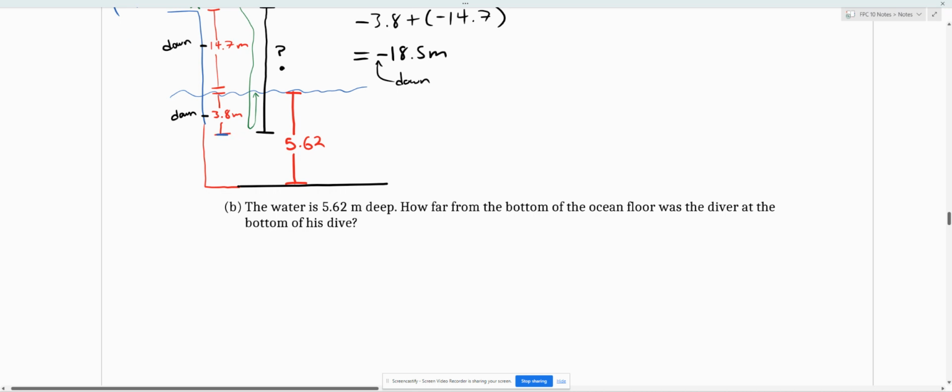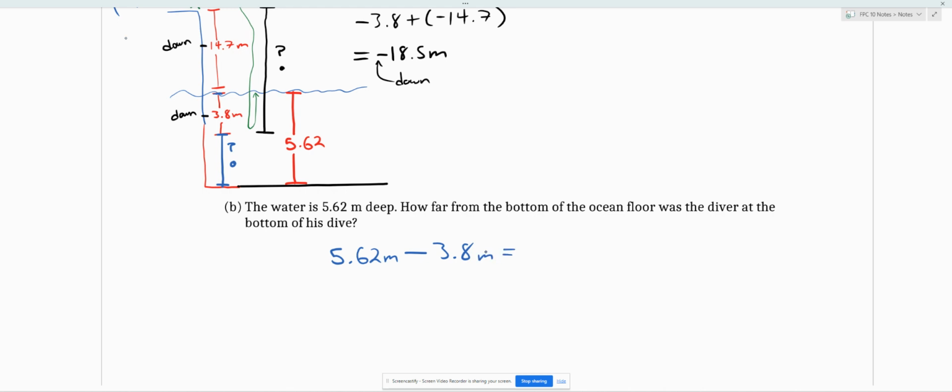So my deepest was right here, and I want to figure out, from here to here, what is that value? I can see clearly now that I want to take this distance from the sea level all the way down, the depth, and I just need to figure out the blue piece. I just need to subtract this 3.8 meters. I want to remove that piece, and I'll find the piece that's left over. So I can write it as 5.62 meters, and I'm going to subtract the 3.8 meters, and that's going to give me a grand total of 1.82 meters.